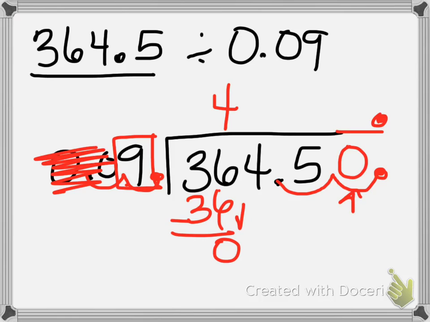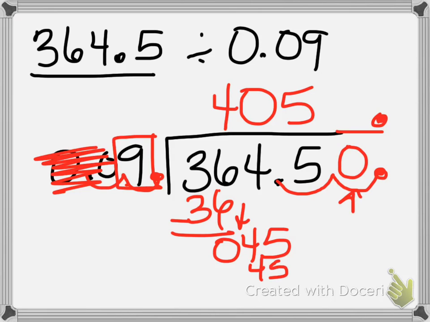Subtract. Bring down my 4. 9 cannot go into 4. Bring down the 5. 9 can go into that. And then I finish off with my 0.